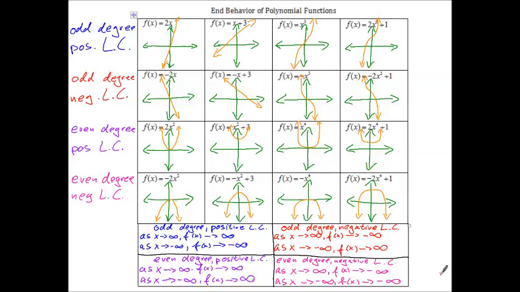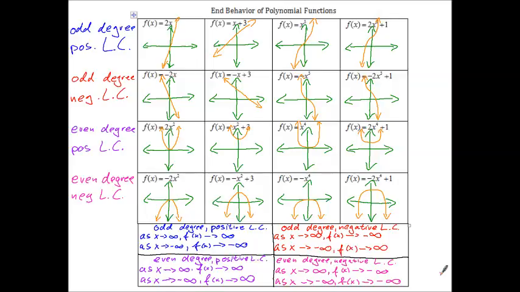Look at the pattern. This is important to memorize, to remember. There are different ways to look at it. For example, you can see that all functions with odd degree have end behavior going in both directions, one going up, one going down. All functions with even degree have end behavior that always goes in the same direction, either both up or both down.